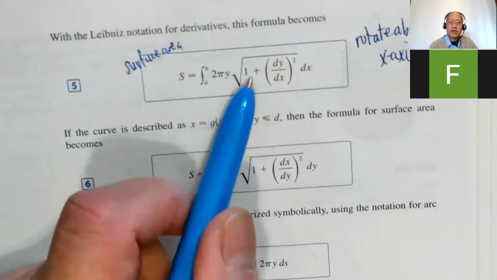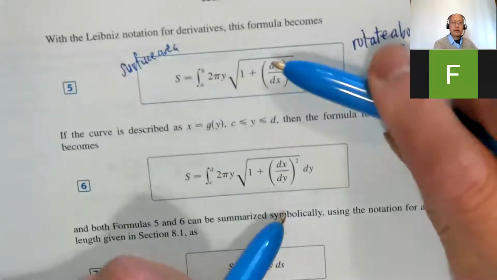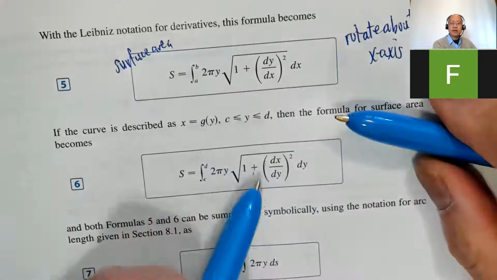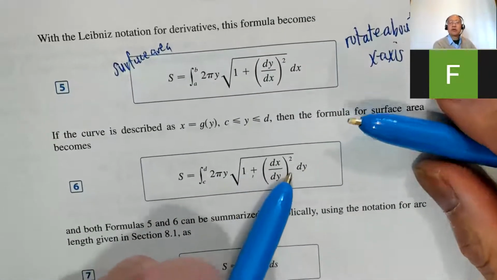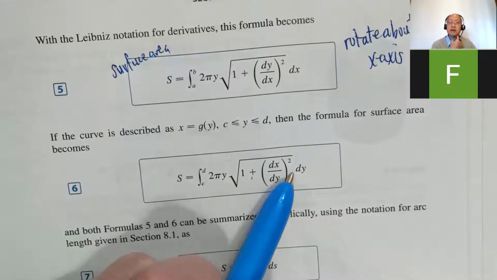Instead of y as a function of x, you have x as a function of y. So just like before, the only difference between this thing and this thing is instead of dy/dx squared dx, you have dx/dy squared dy. Very logical if you have x as a function of y.